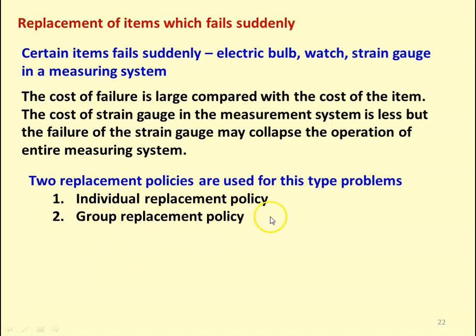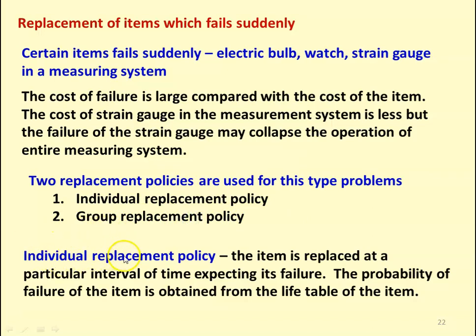Two replacement policies are used for this type of problem. One is the individual replacement policy and the second one is the group replacement policy. In the individual replacement policy, the item is replaced at a particular interval of time, whether it is failing or not. The probability of failure of the item is obtained from the life table of the item. So we may have a track record or life table of a particular item, and based on the life table, we replace before the item fails, or when the item fails. That is the individual replacement policy.